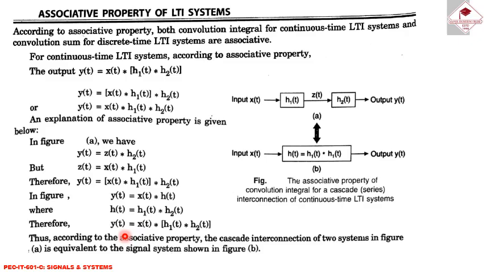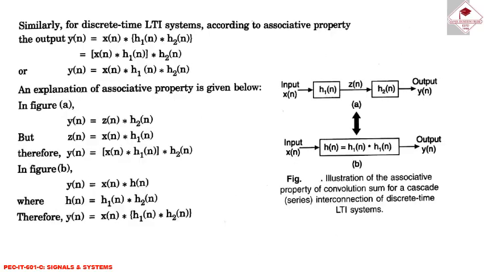So again we can write down y(t) is equal to x(t) convolution of h1(t) convolution of h2(t). This is known as associative property in continuous domain. Similarly, for discrete domain LTI system, according to this associative property, we can write down x[n] convolution of h1[n] and h2[n], or it can be written x[n] convolution of h1[n] convolution of h2[n], or it can be written y[n] is equal to x[n] convolution of h1[n] and convolution of h2[n].